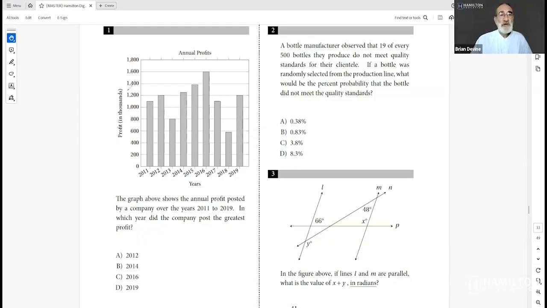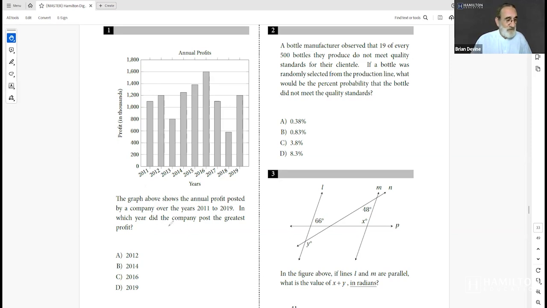Section one, question one, we're given a histograph or a histogram. It's a bar graph, and a bar graph, we often refer to it as a bucket graph because each of the stacks is holding a quantity for a certain quality. Here, the quality is years and the quantity is profit in thousands. The graph above shows the annual profit posted by a company over the years 2011 to 2019. In which year did the company post the greatest profit?